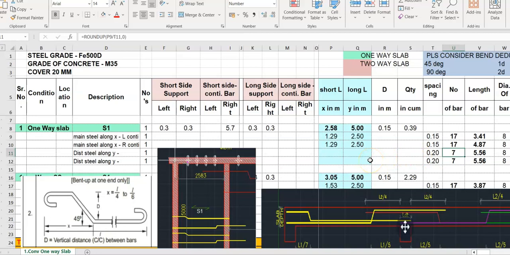If you want to check this number of bars, for example, here is the longer length divided by spacing 0.15. The number of bars is 33.33. We take a round up, it becomes 34. Similarly, for distribution steel, this length divided by spacing, number of bars is 13.33, which becomes 14 due to round up.